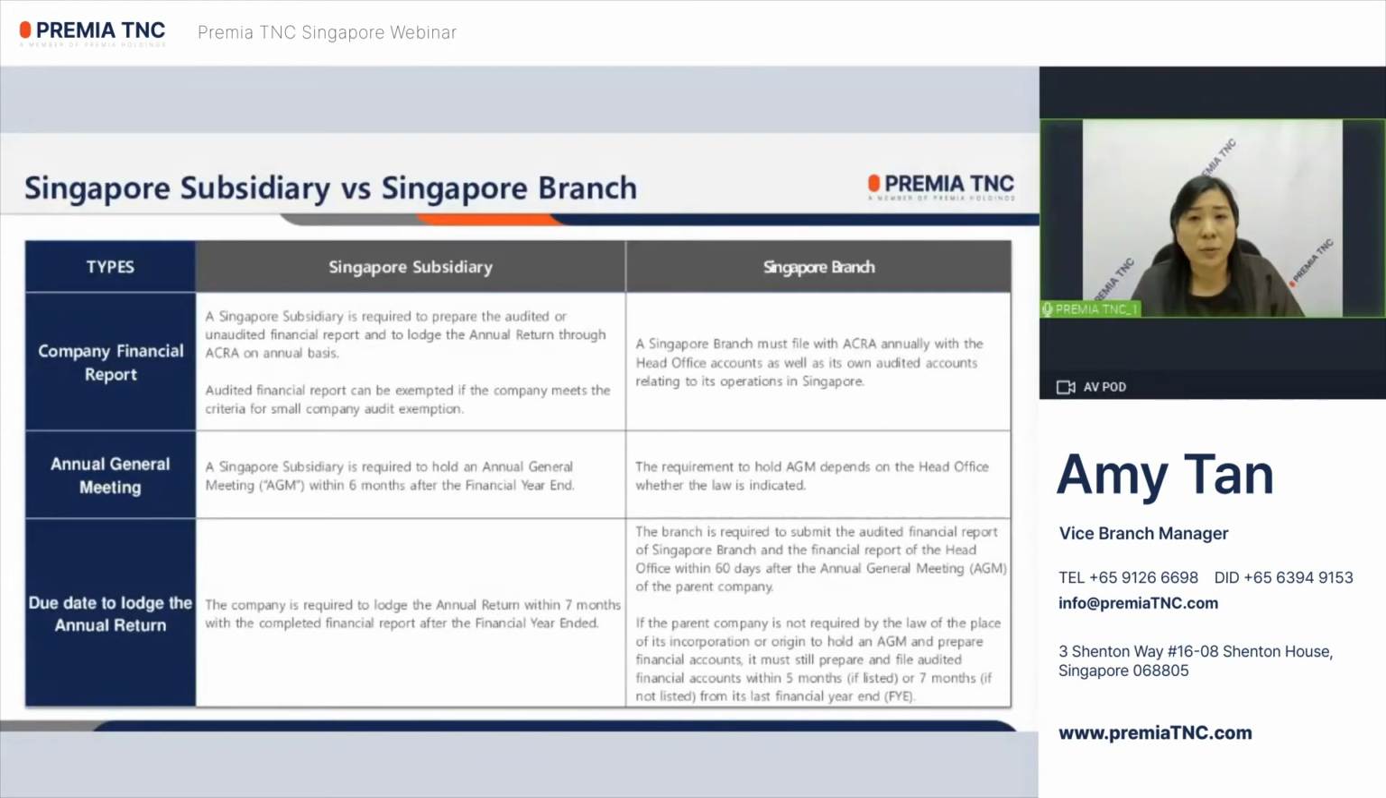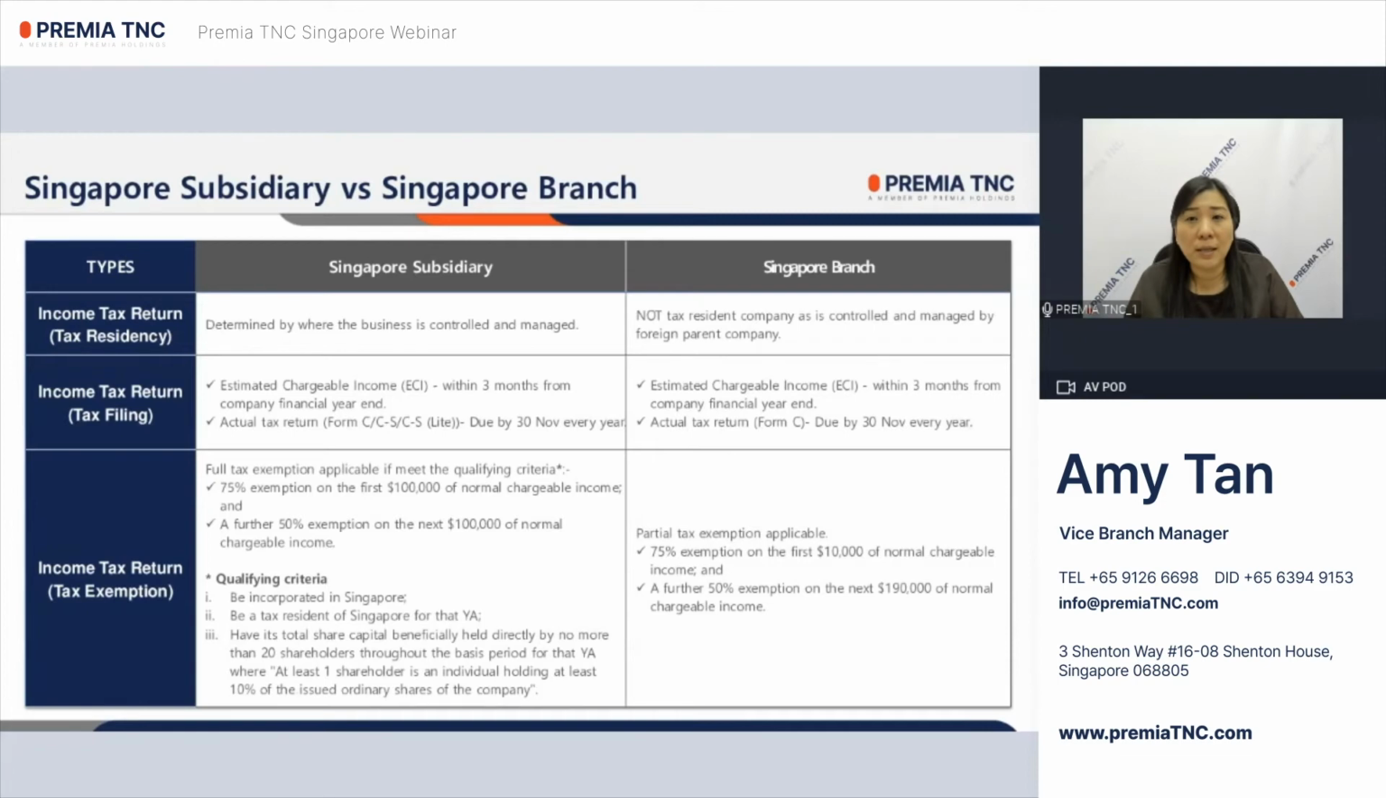Whereas the branch is required to submit the audited financial report of Singapore branch and the financial report of the head office within 60 days after the AGM of the parent company. Further, if the parent company is not required by the law of the place of its incorporation or origin to hold an AGM and prepare financial accounts, it must still prepare and file audited financial accounts within 5 months if listed or 7 months if not listed from its last financial year end.